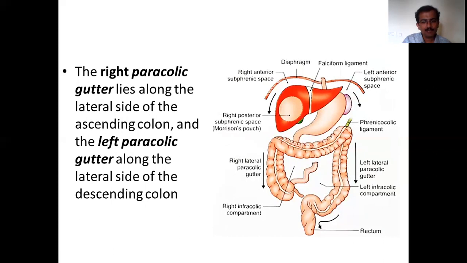And further in the infracolic compartment, you can see other two areas or the gutters around the colon. So in that you can see the right paracolic gutter. Para means beside the colon, beside the ascending colon, there is a gutter. The space is there between the abdominal wall and the ascending colon. That is called the right lateral paracolic gutter or simply right paracolic gutter. And just beside the descending colon on the left side, there is a left paracolic gutter, just lateral to the descending colon.